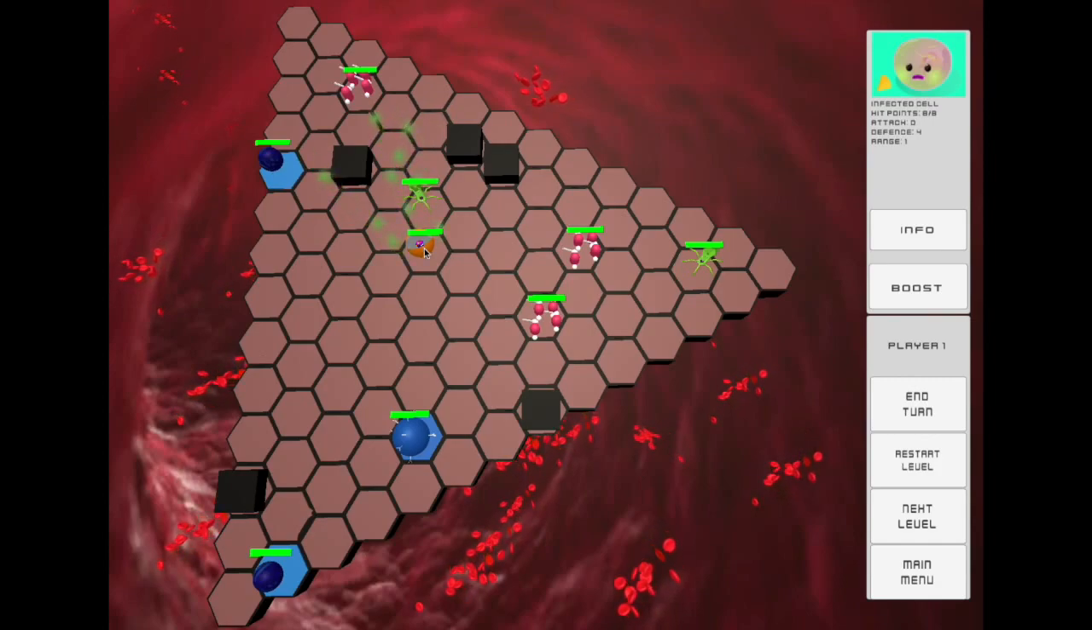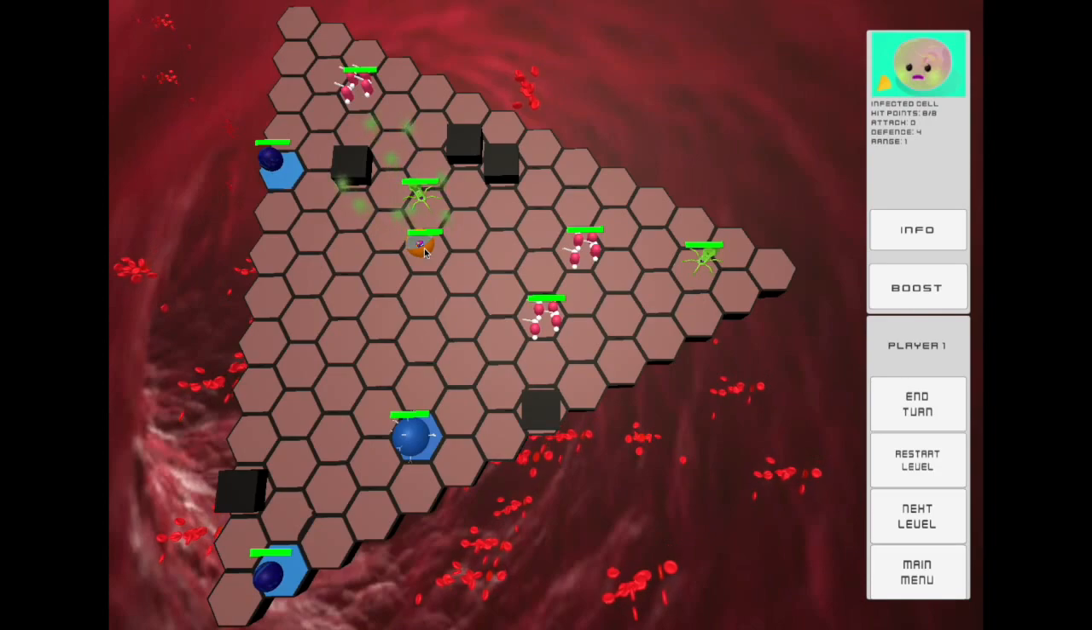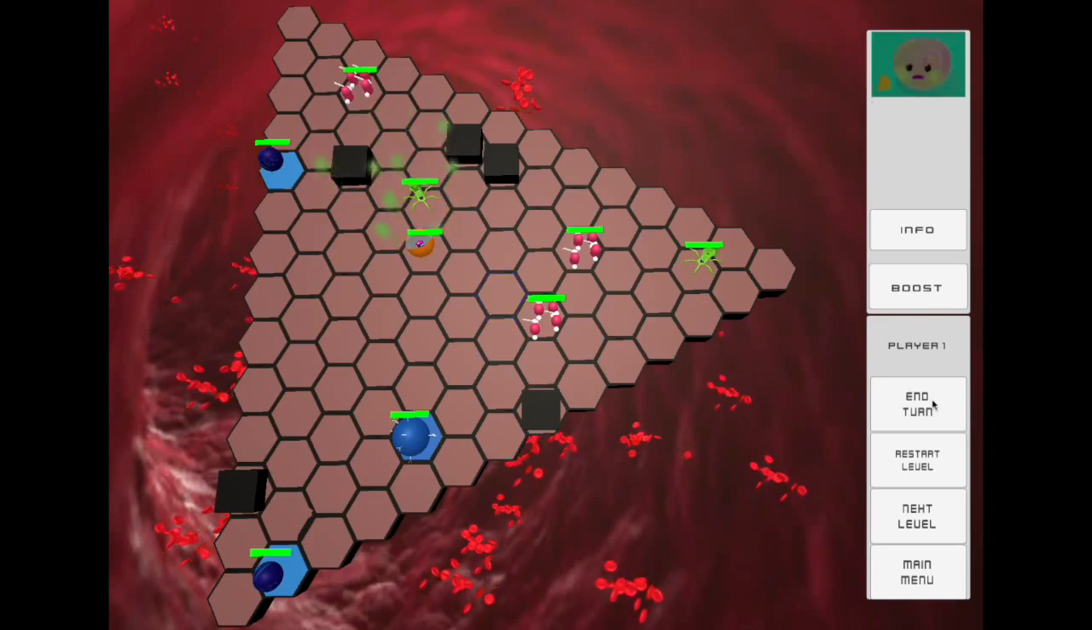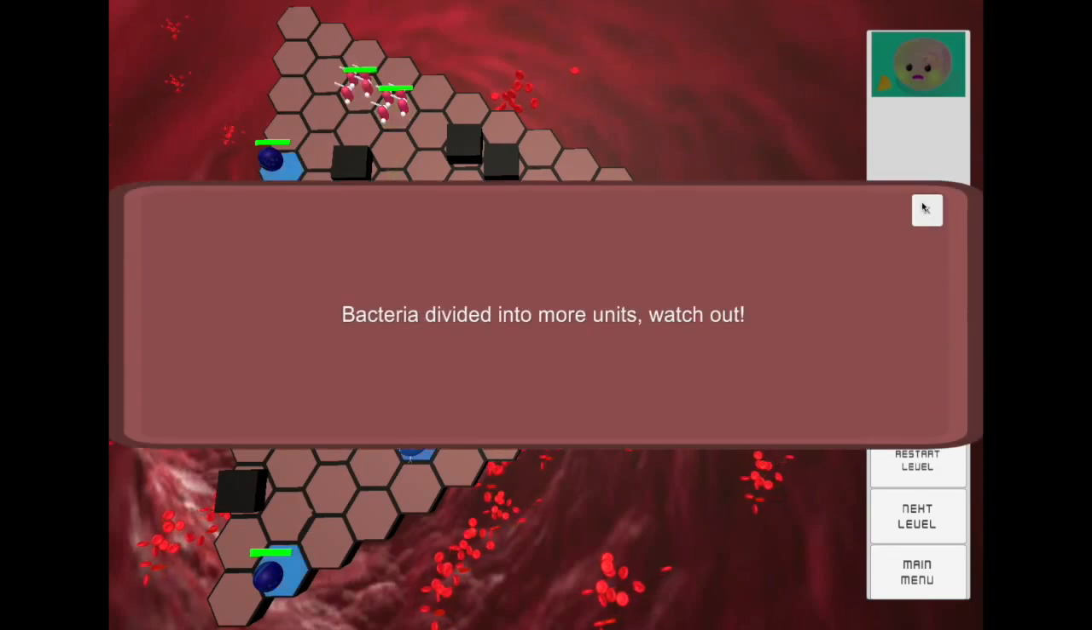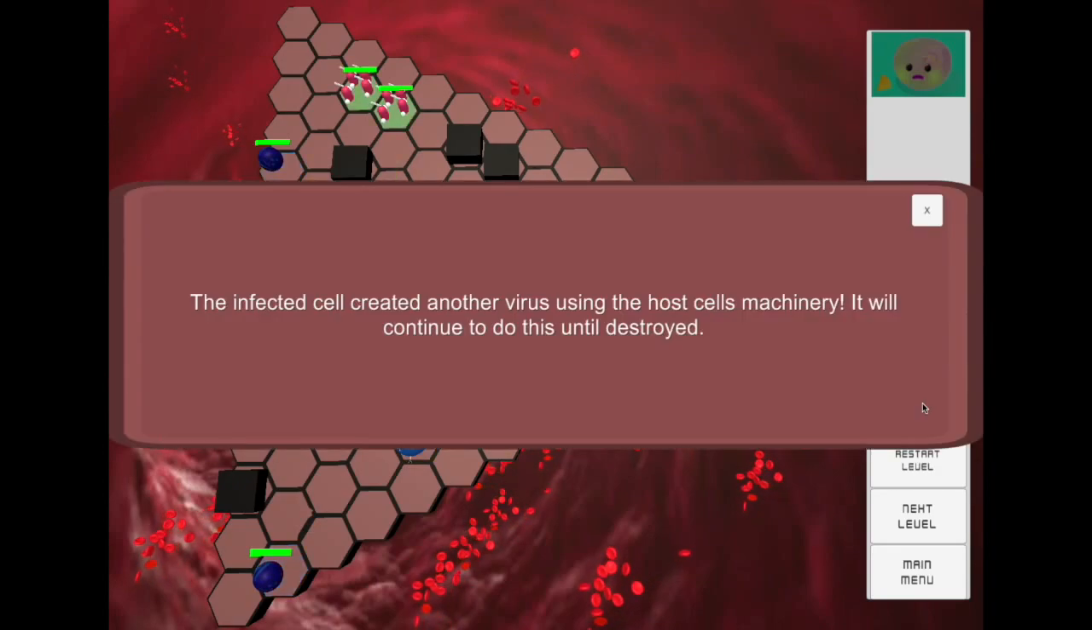And at some configurable rate, it will move around the board and create new viruses. Let's go ahead and end the turns here. You see, I believe it's every fourth move. The infected cell created another virus using the host cell's machinery. It will continue to do this until destroyed.